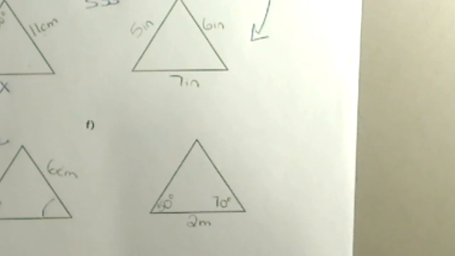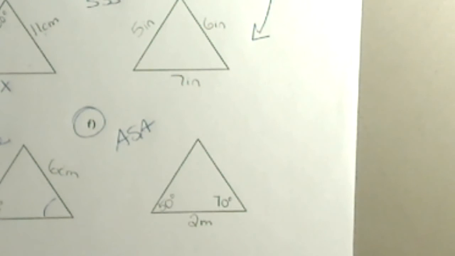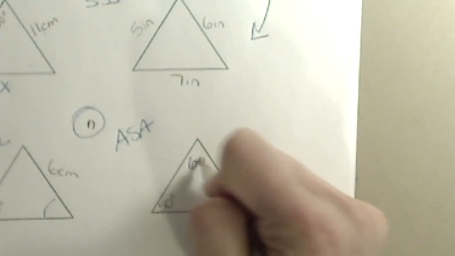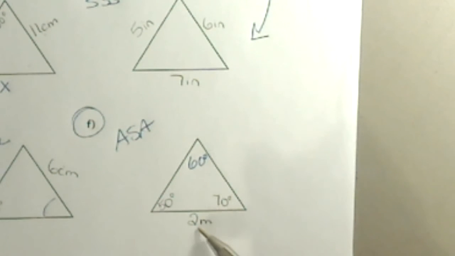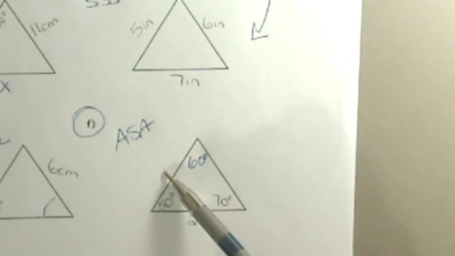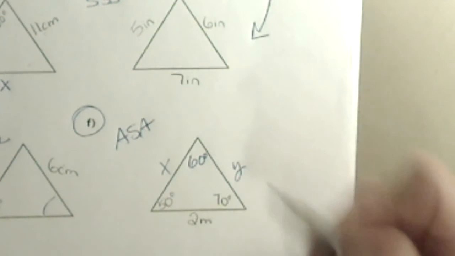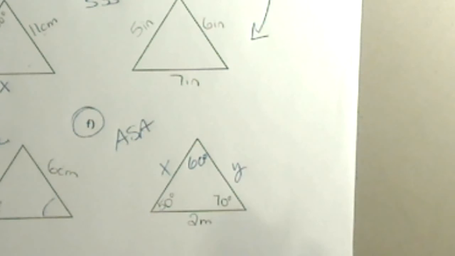And F, this is an angle, side, angle situation, can be solved using the law of sines, and you do get unique solutions. You have this angle is 60. We did an example like that a minute ago. So 60 over 2, sine of 70 over x, sine of 50 over y. You could solve for both of those.